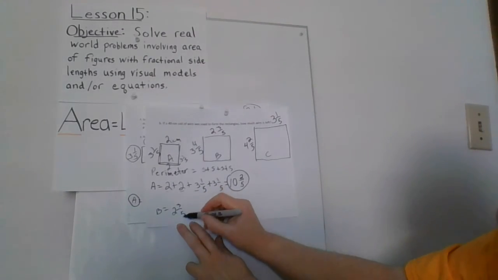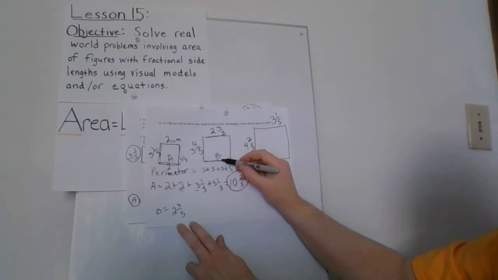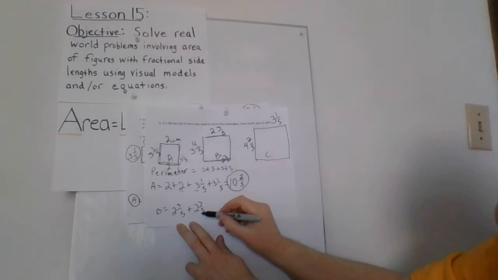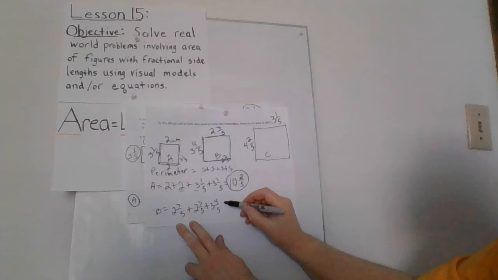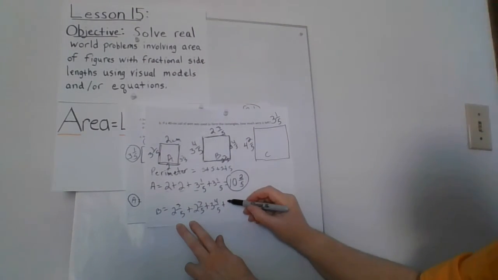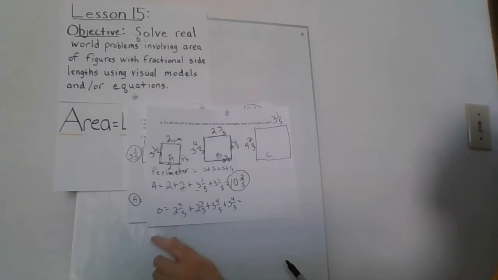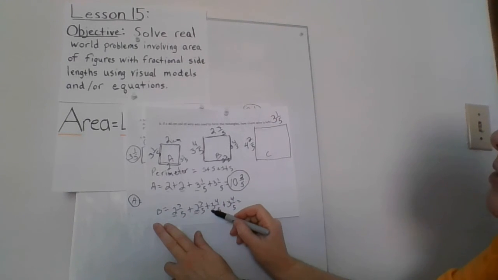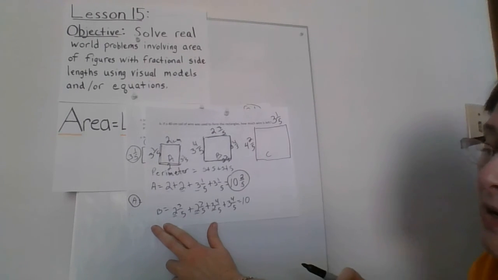2 3/5. Remember, if this is 2 3/5, this is also going to be 2 3/5. So plus 2 3/5. And if this is 3 4/5, this is also going to be 3 4/5. So I have to go ahead and add up all those sides. 2 plus 2 is 4. 4 plus 3 is 7. And 7 plus 3 is 10.